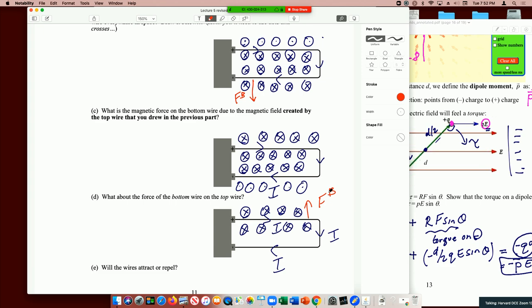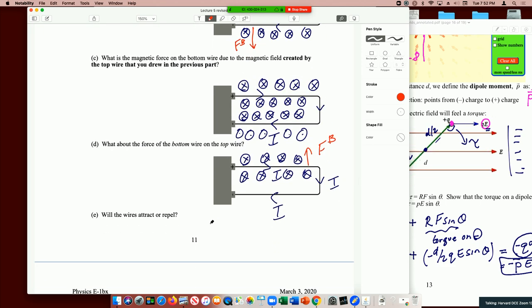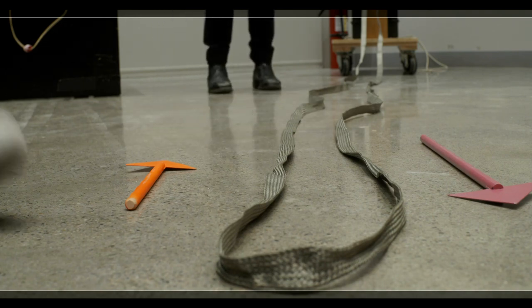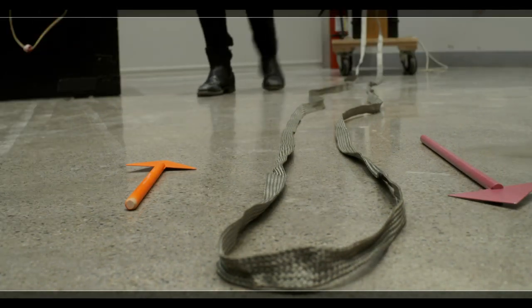Okay, so let's try it. So will the wires attract or repel? They're probably going to repel. Let's see. Okay, so we've got a camera. And we're going to put these two arrows on the floor so you can see the direction of the current. Okay, so the direction of the current, not that it matters, but the current is going this way and then this way. Okay, through that.